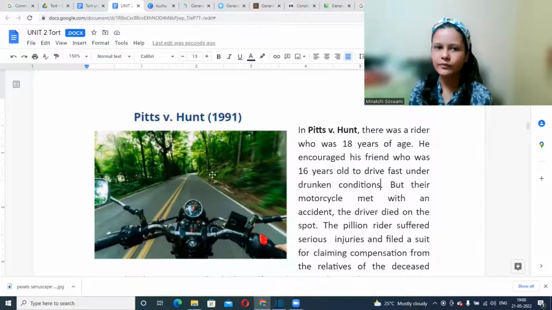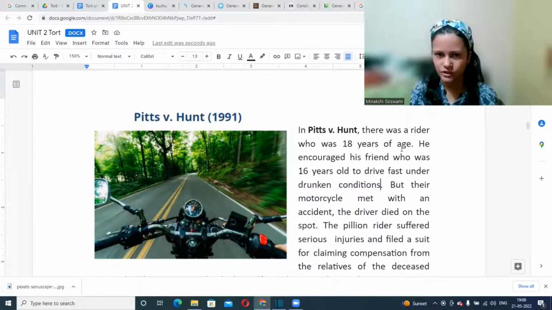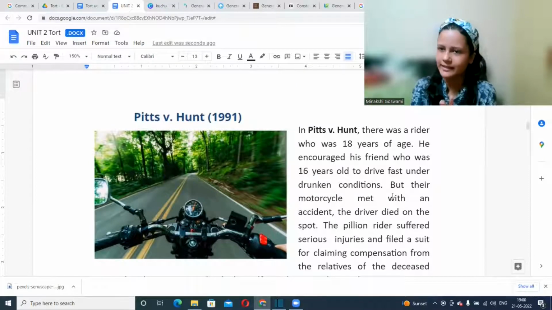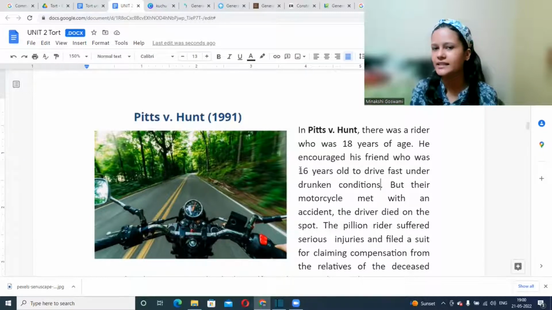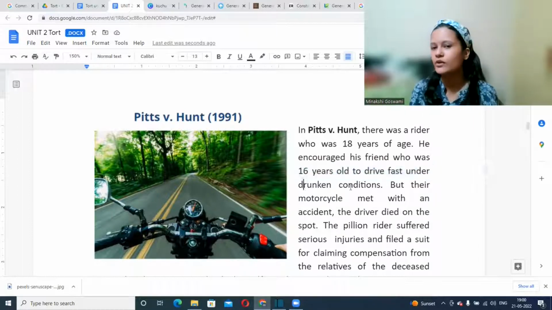So now there was this case wherein there were two persons. One was above 18 years of age and another one was 16 years of age. Now this 18-year-old, as in he's an adult, right? What this adult did is he asked this minor to drive this bike, and that too in a drunken condition. He was already drunk, the minor was already drunk. Still, the major said that okay, fine, you ride this vehicle very fast.